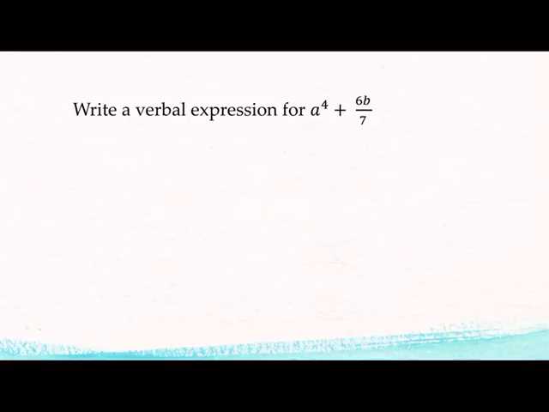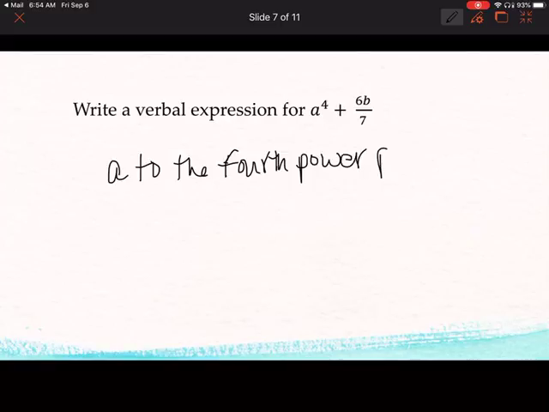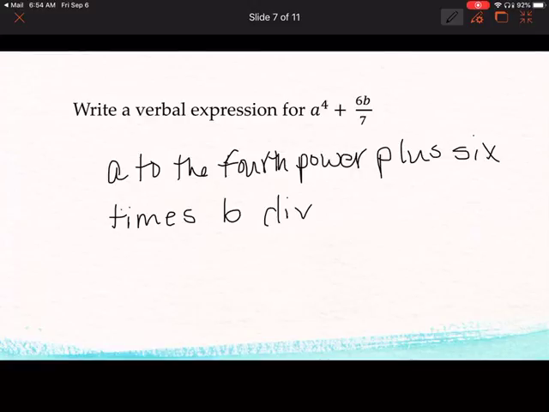Write a verbal expression for a to the 4th plus 6b divided by 7. So super easy. I just read this, so I'm going to say this just the way I did. A to the 4th power plus 6 times b divided by 7.